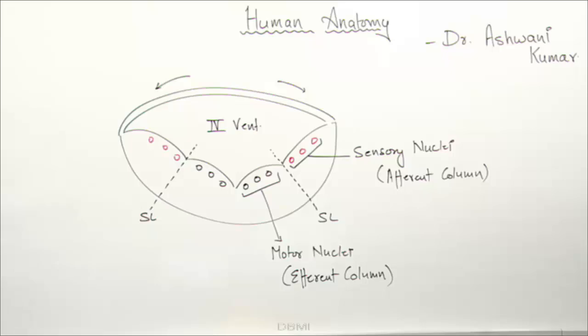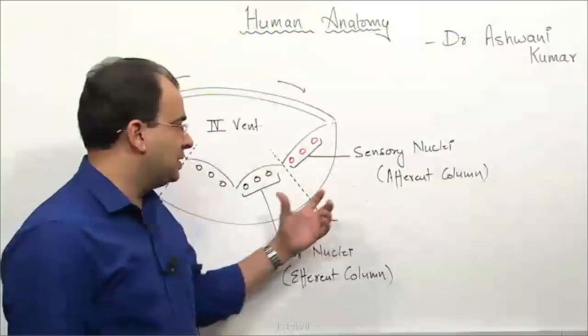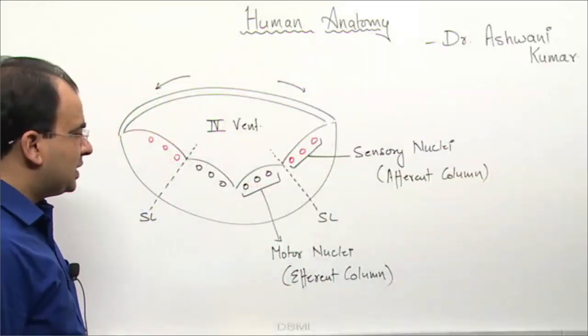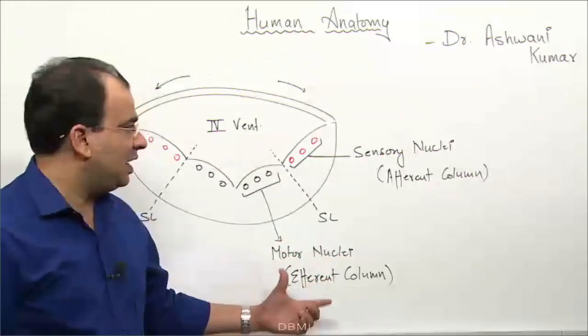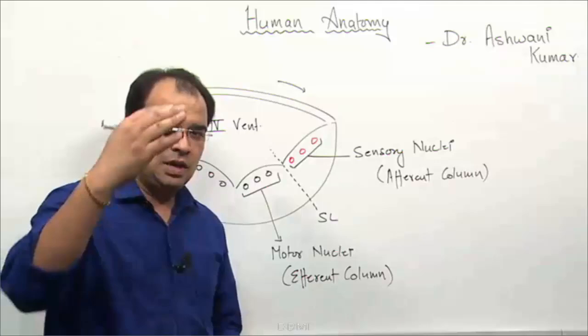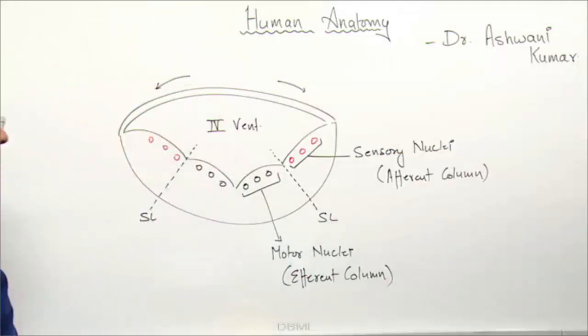So this is how the neural tube is divided, and we have the efferent column and the afferent column related to the basal plate and the alar plate. Now we need to decide what are the motor nuclei we have and what are the sensory nuclei, and then we will place them inside the brainstem and see what all nuclei will come under these columns.